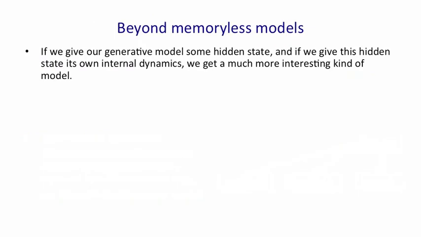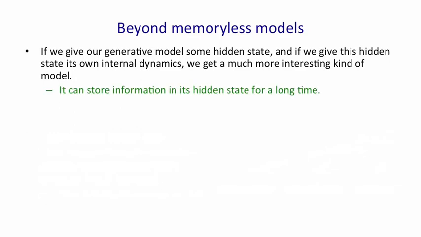Memoryless models are only one subclass of models that can be used for sequences. We can think about ways of generating sequences, and one very natural way to generate a sequence is to have a model that has some hidden state, which has its own internal dynamics. So the hidden state evolves according to its internal dynamics, and the hidden state also produces observations, and we get to see those observations. That's a much more interesting kind of model. It can store information in its hidden state for a long time. Unlike the memoryless models, there's no simple bound to how far we have to look back before we can be sure it's not affecting things.